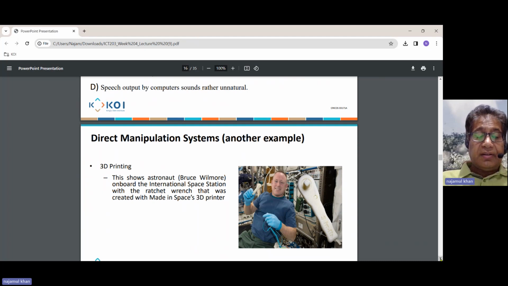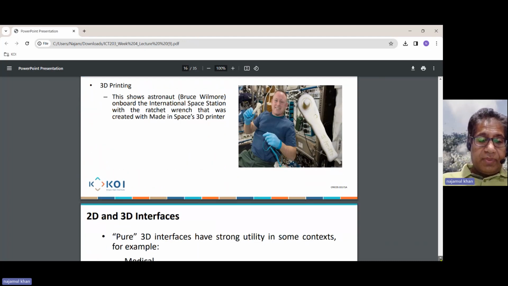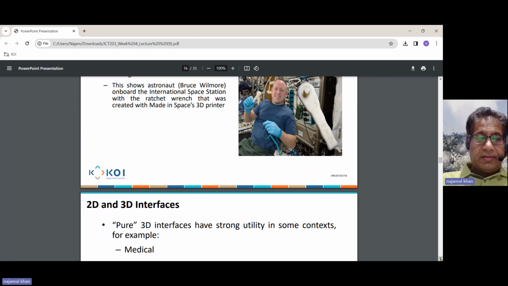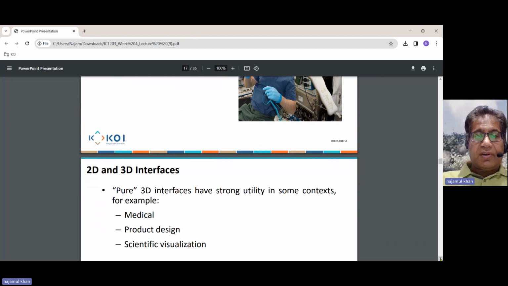So 3D printing technology is one of the best technologies we have seen over the years. So that's quite amazing as well. Now we're talking about 2D and 3D. Let's take more information about it, more examples about it. And we are seeing their increasing use in many fields of life.